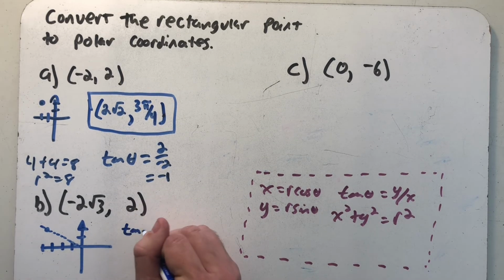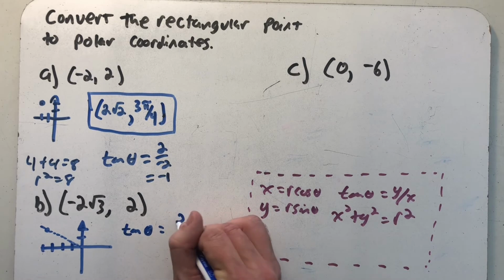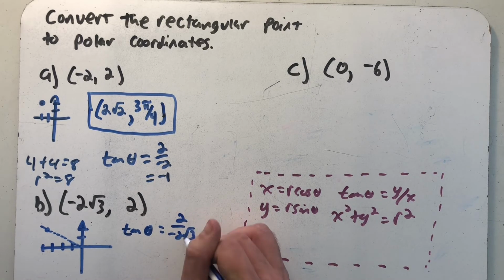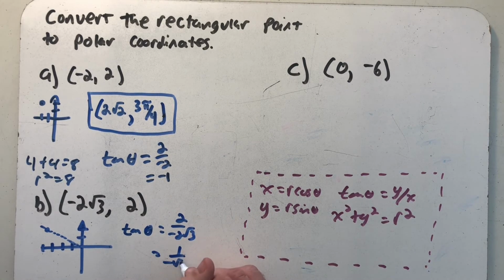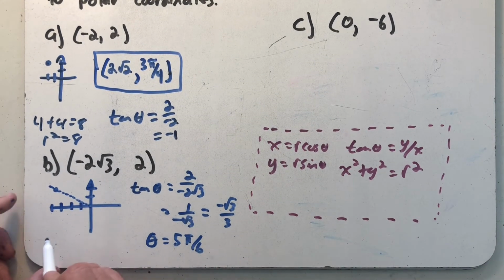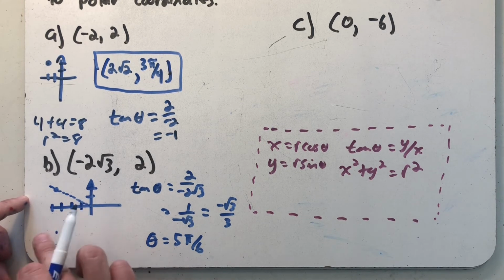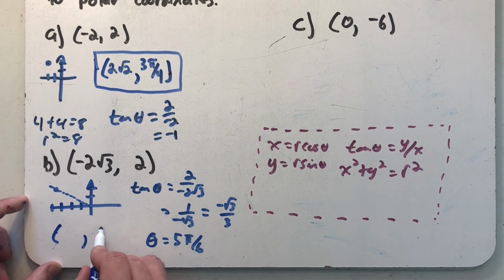So I end up with a tangent of theta is equal to 2 over -2 root 3, which is 1 over -√3, which if I rationalize is -√3 over 3. So I'm thinking that's the angle 5 pi 6. All right, again, I need to find a value of r to complete my polar coordinate, having this angle of 5 pi over 6.